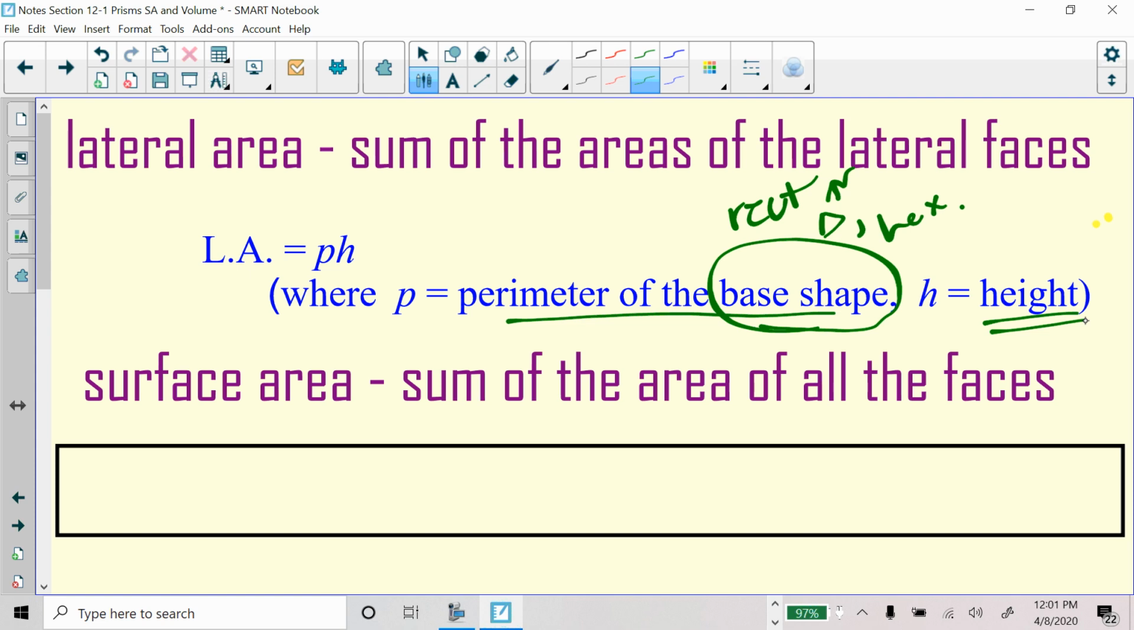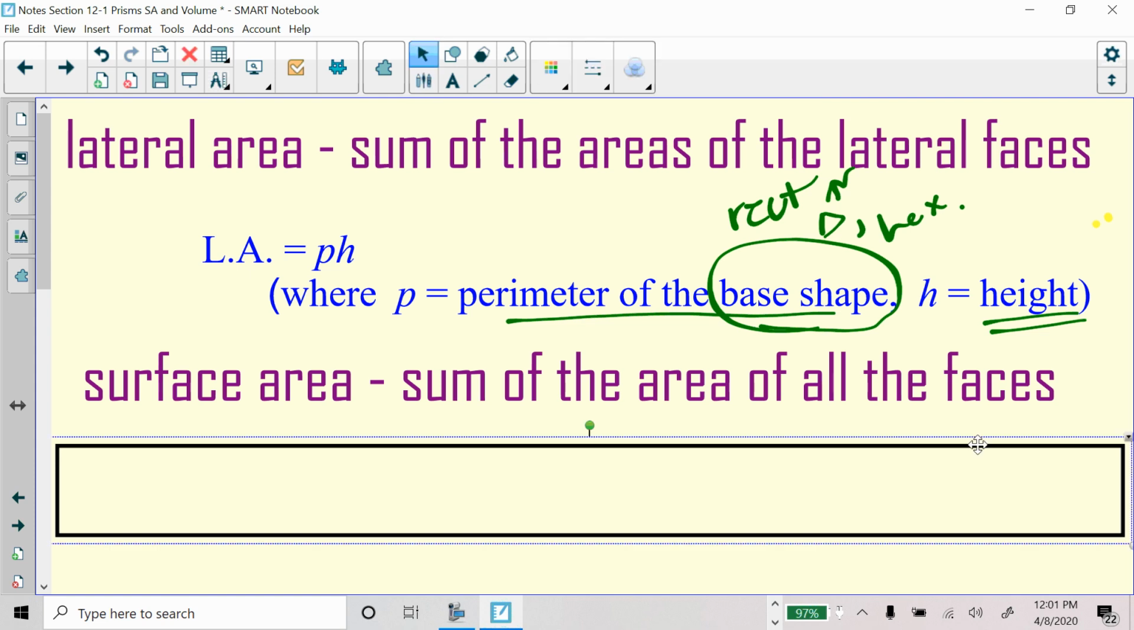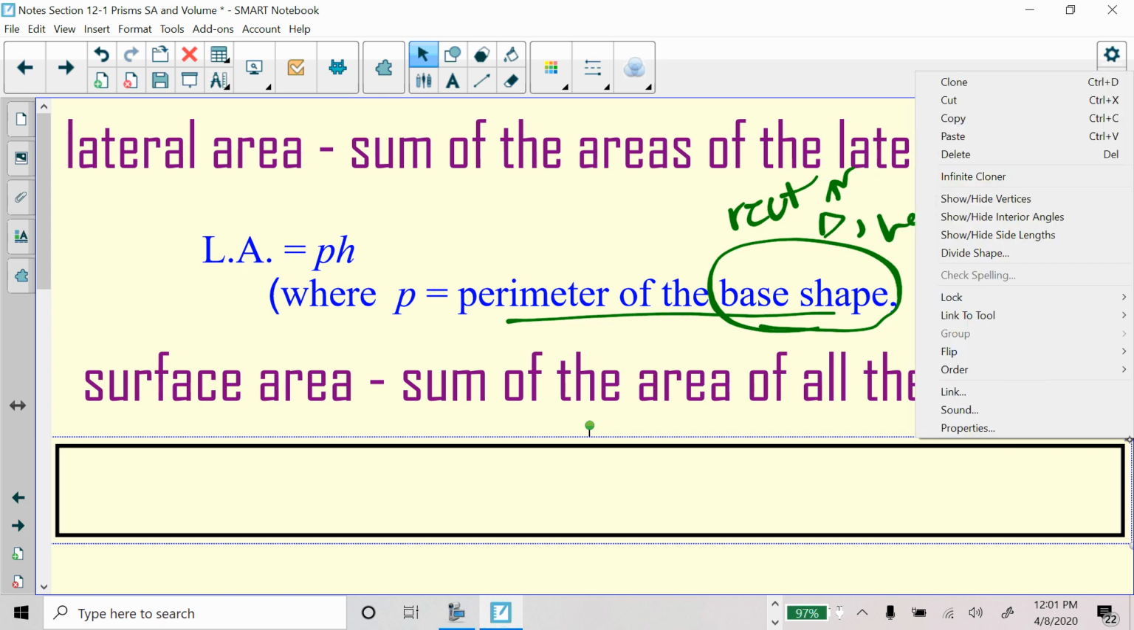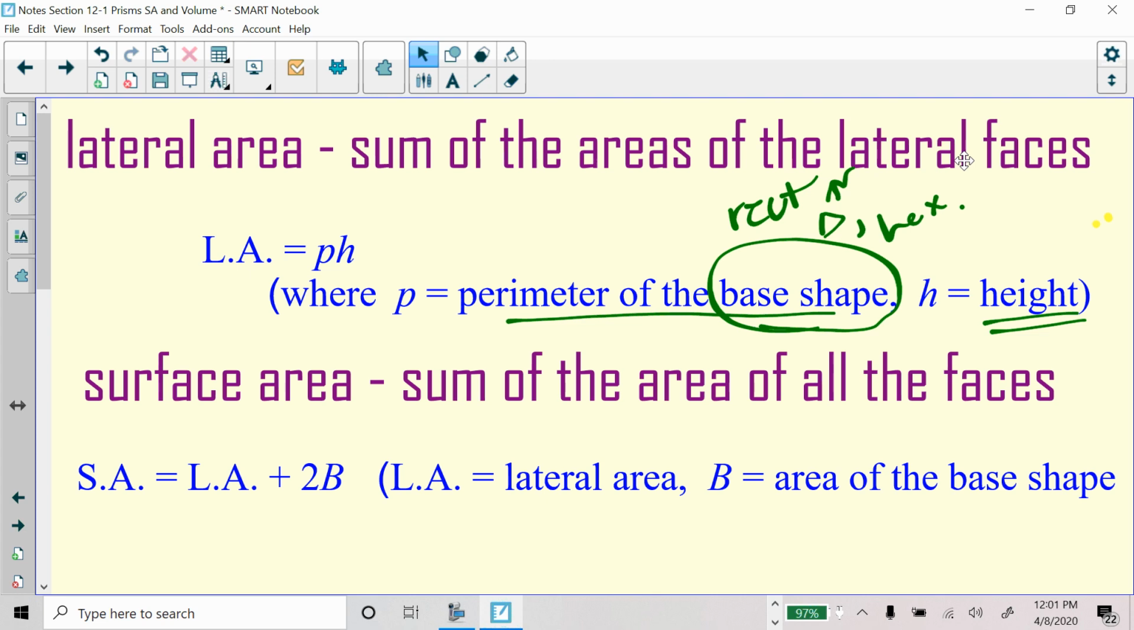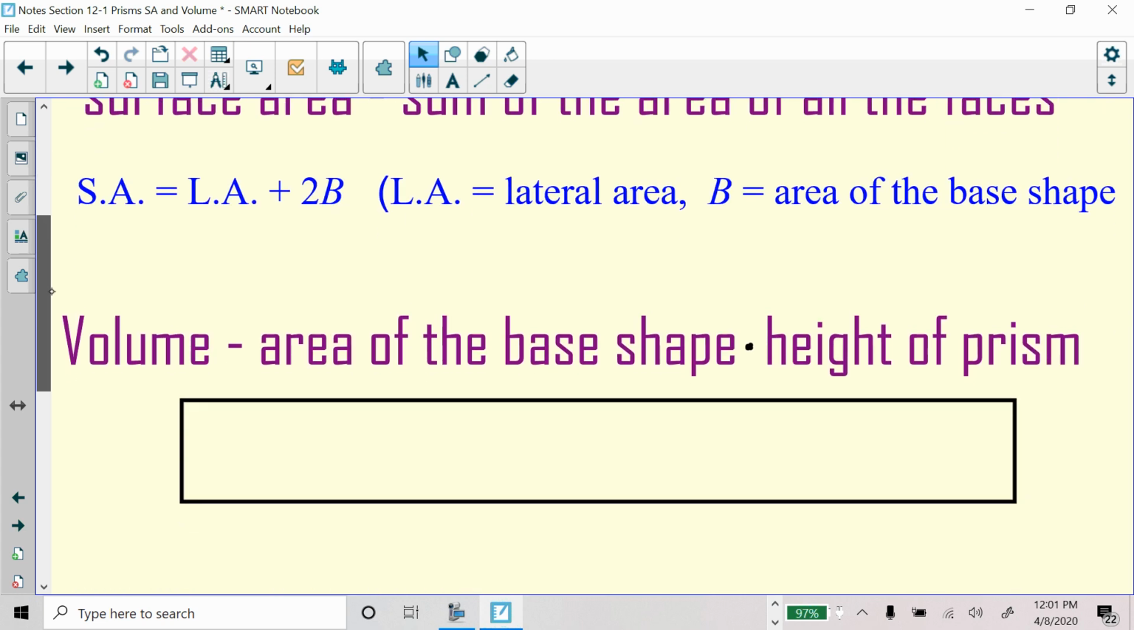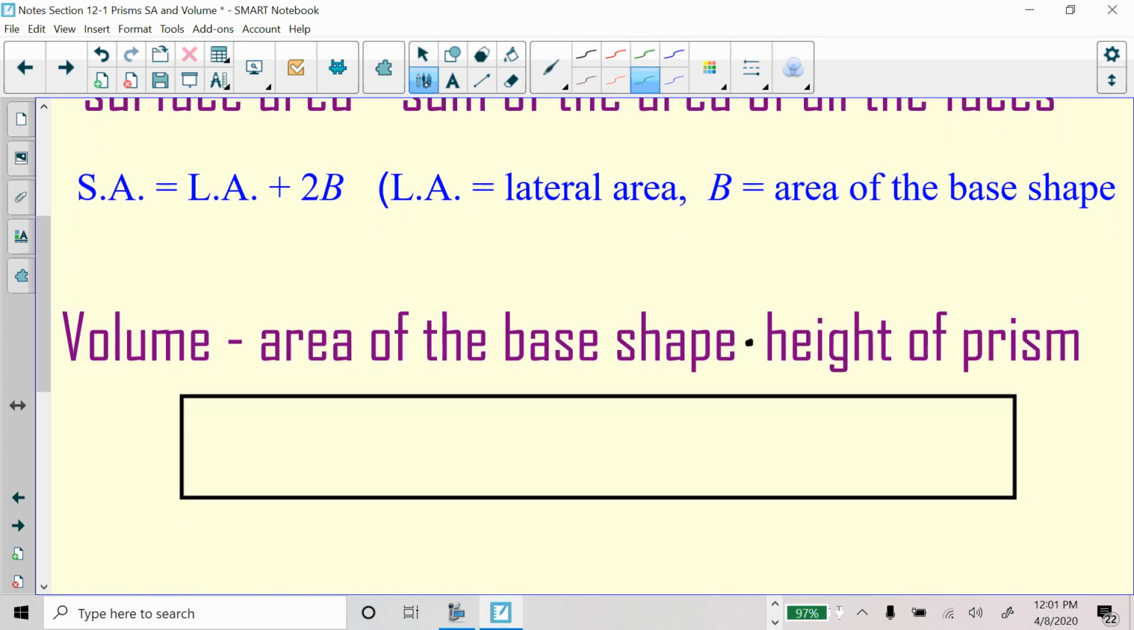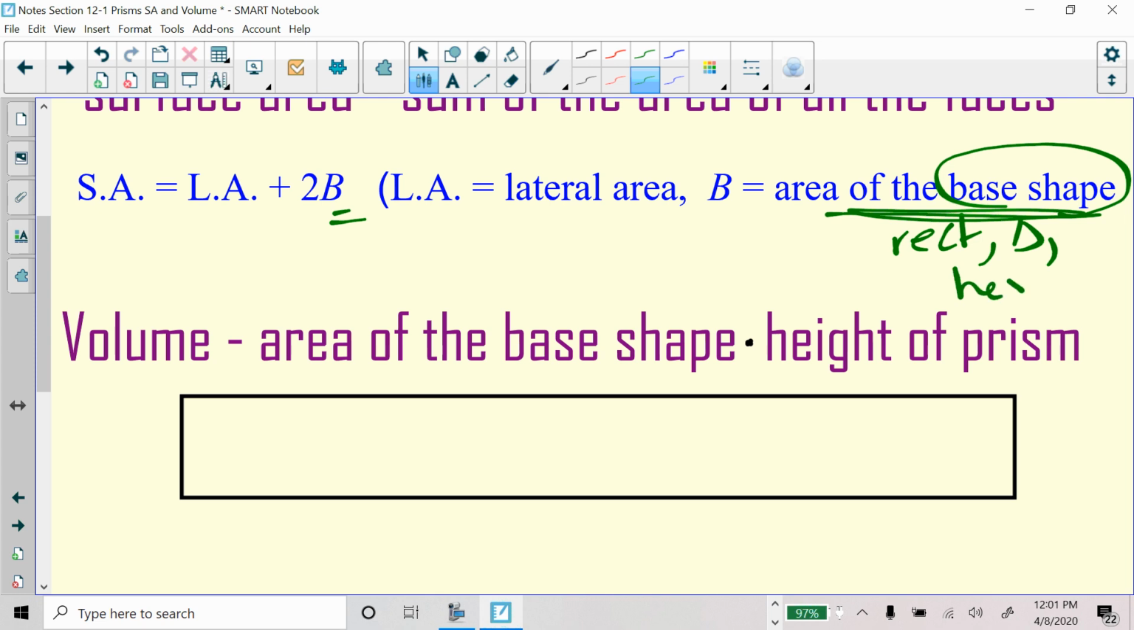Okay, and then the total surface area, sometimes people call it total area, sometimes people just call it surface area, would be the sum of the areas of all of the faces of your prism. So you would add the lateral area plus two bases, remember that you have two bases in a prism. The two bases are the parallel faces. So this capital B right here stands for the area of the base shape. Remember, that might be a rectangle, maybe a triangle, maybe a hexagon or a pentagon. I'll write those three because those are typically the ones we're going to use a lot.